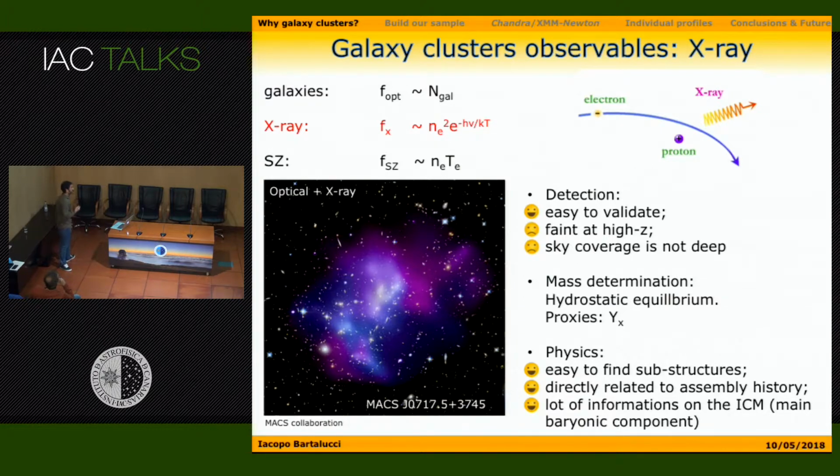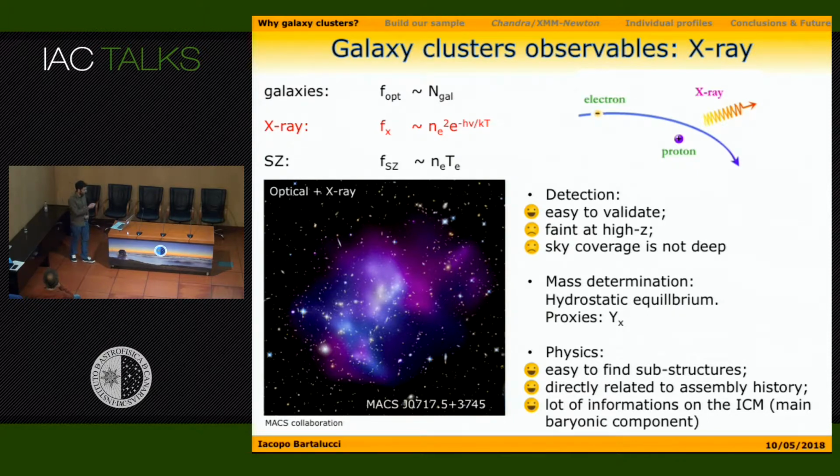Now, X-ray is quite nice for detecting galaxy clusters because it's easy to validate a galaxy cluster. If we see an extragalactic emission which is diffuse in X-ray, it's likely a galaxy cluster. There are, however, some problems.